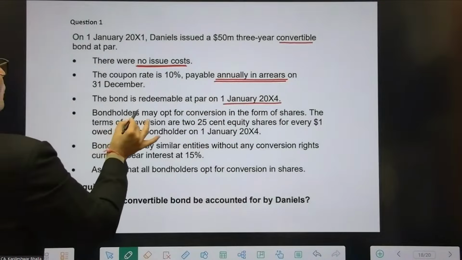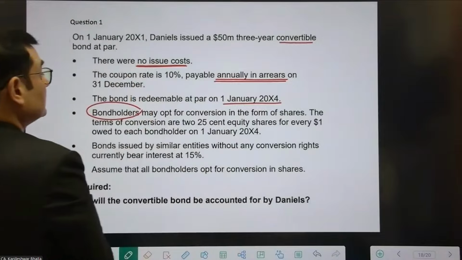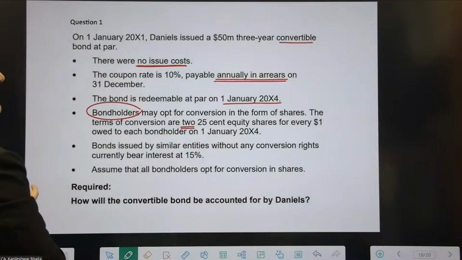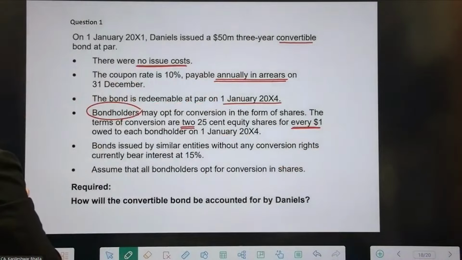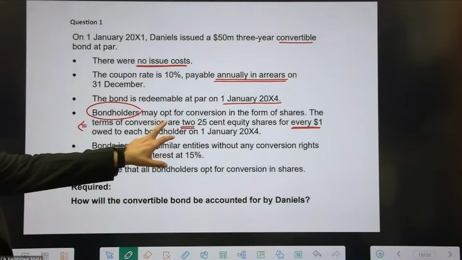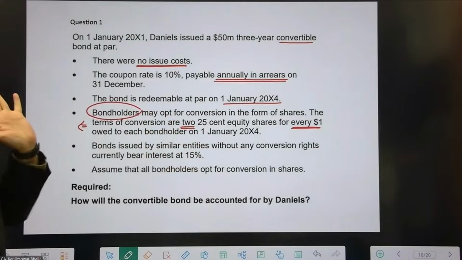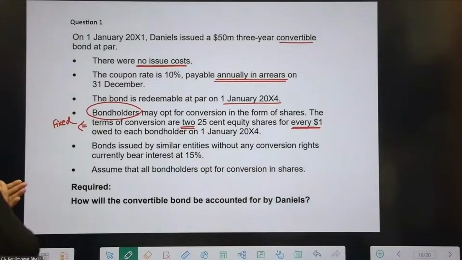It says the bondholders may offer conversion in the form of shares. The terms of conversion are we give them two 25-cent equity shares for every $1 of the loan owed. So is this a fixed ratio? When it says that we'll give them two equity shares for every $1 of bond, does that make it fixed? That for every $1, you're going to give them two shares? Yes, I would say it is undoubtedly fixed.